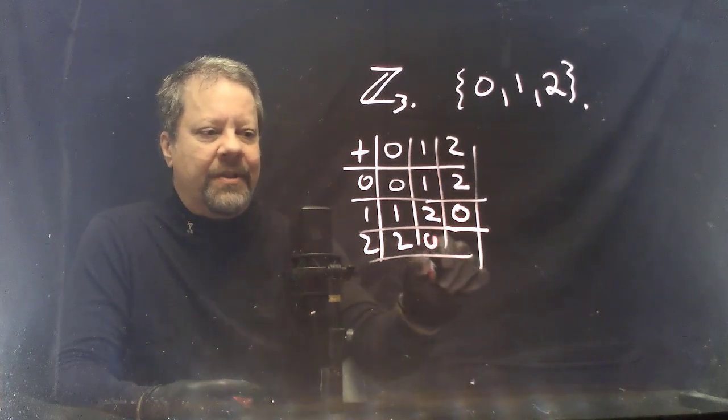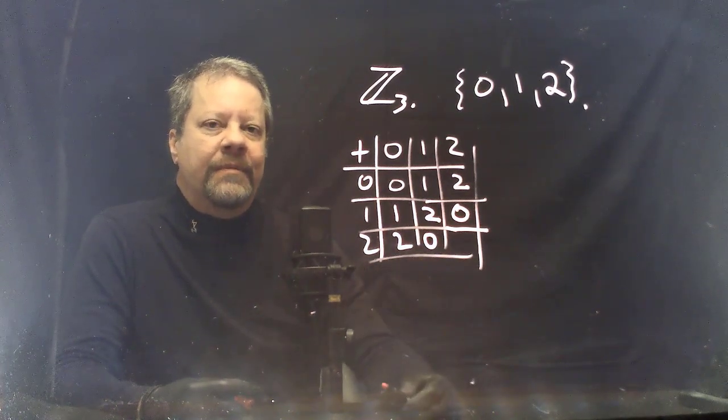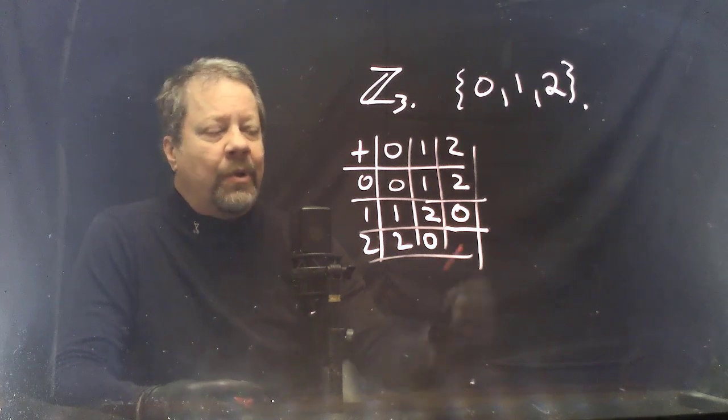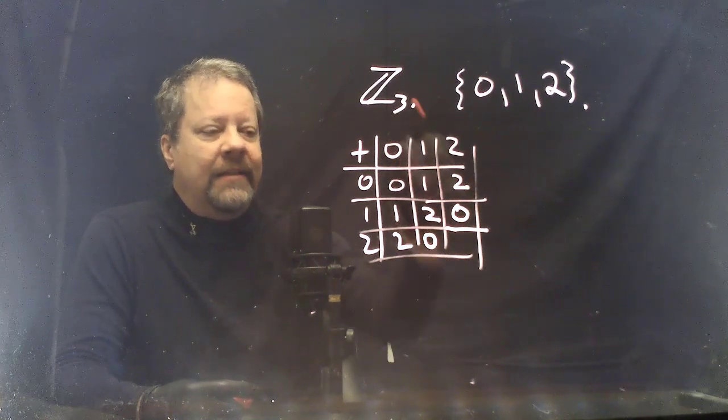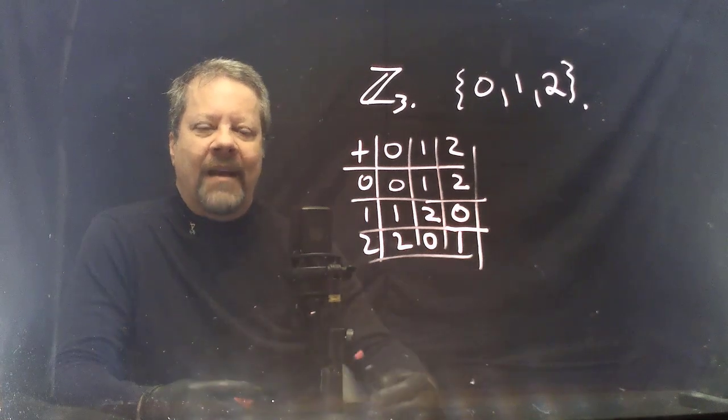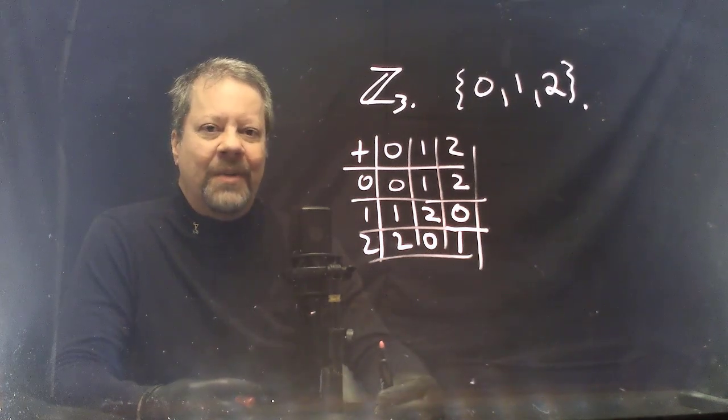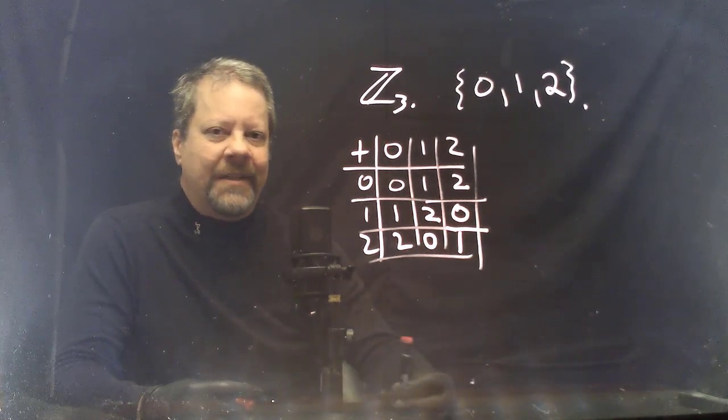2 plus 1 is 0. How about 2 plus 2? Normally that would be 4, but we're no longer in the set, so we have to subtract 3 to get back within the set. And that gives 1. 2 plus 2 is 1 in the set Z3.